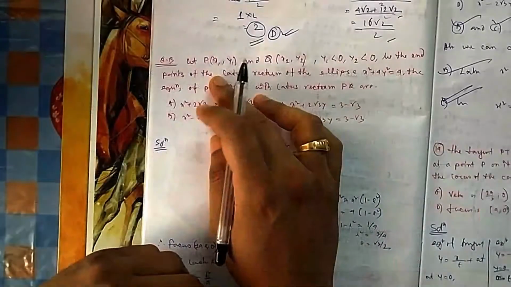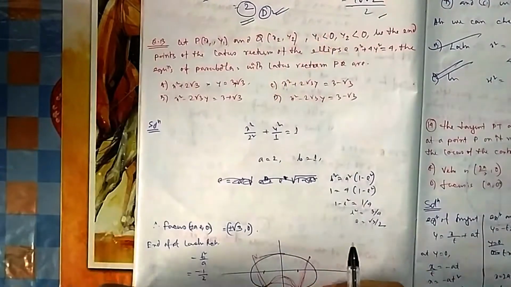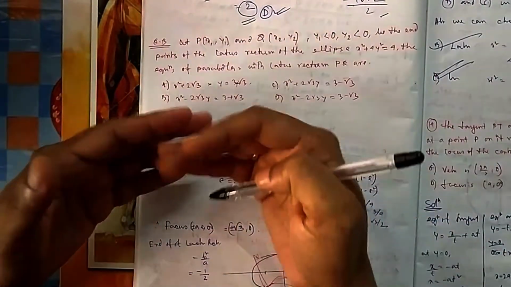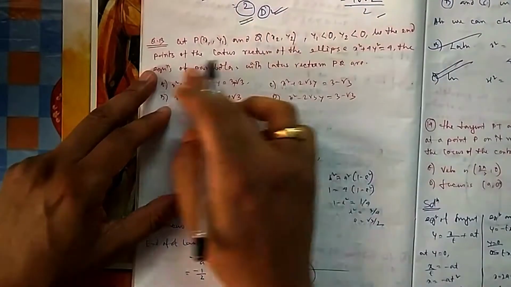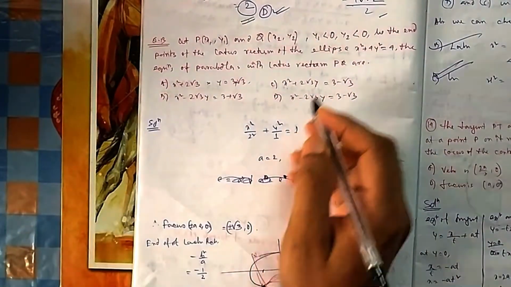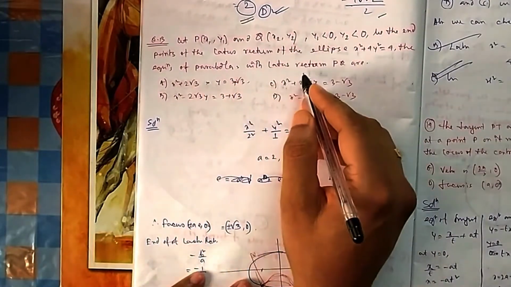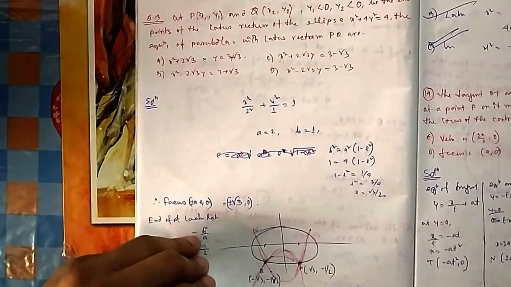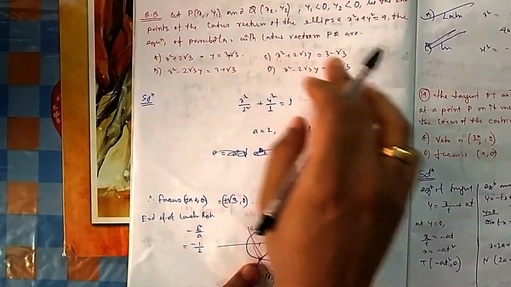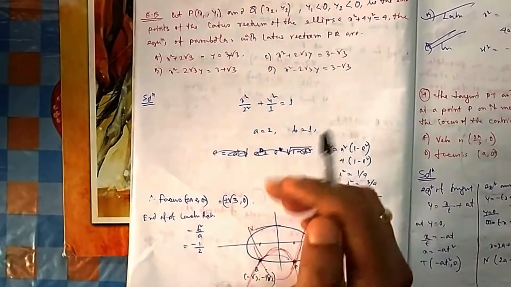Now if you come to 13, let P and Q be the two points, both with y negative, so both ordinates are negative, at the end points of the latus rectum of the ellipse. Now you don't know the ellipse for now, for the time being you just remember it this way. Find the equation of the parabola with the latus rectum PQ. So you can solve it here, but I am doing it with the help of the options. I will show you how to solve it.